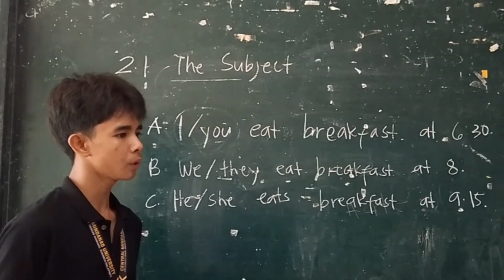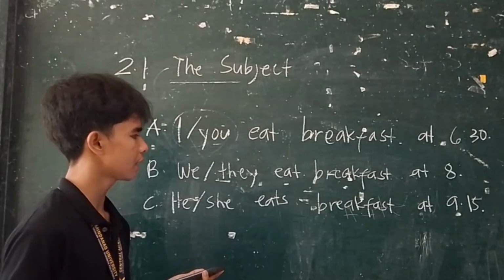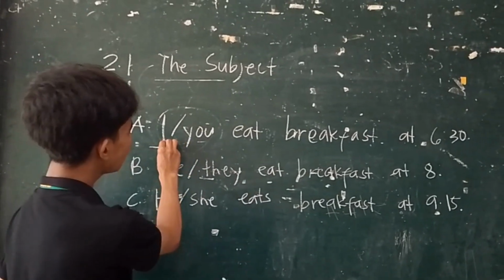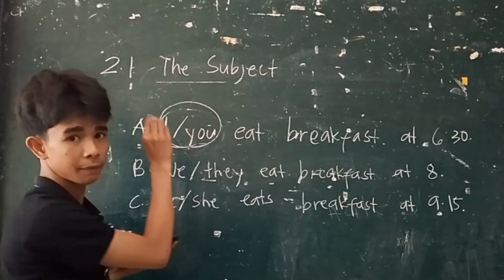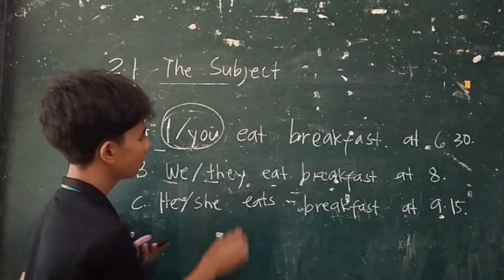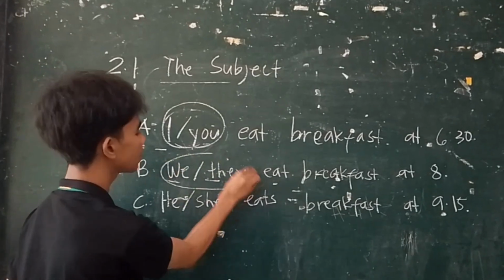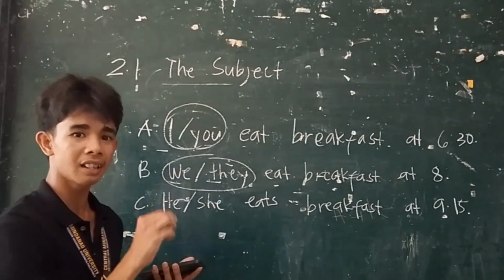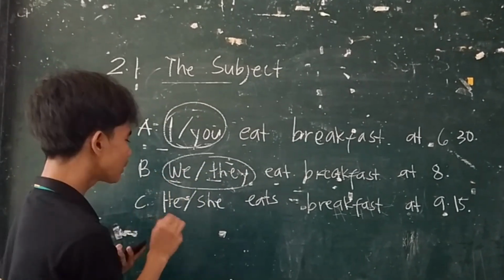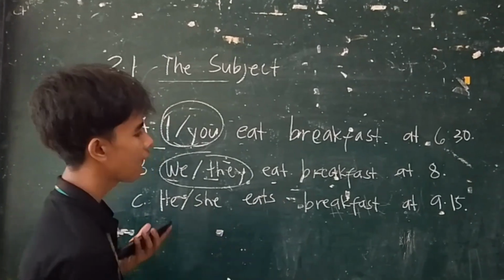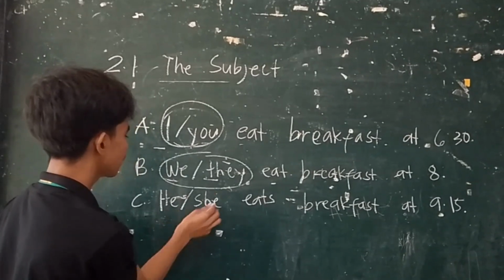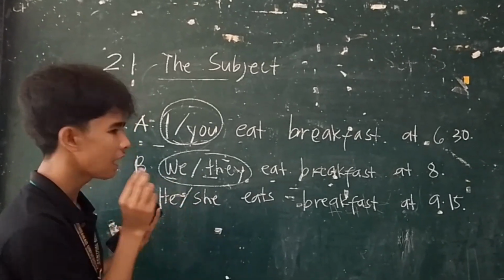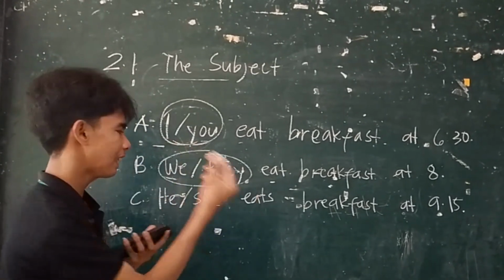Now let's proceed to the properties of subject. We have three properties of subject, which are first person, second person, and third person. For example, "You eat breakfast at 6:30." So this is the subject which is first person. And then "we or they eat breakfast at 8." So this is the second person subject, which is considered as the addressee in the sentence. And the third person, "he or she eats breakfast at 9:15." So in this sentence, the subject is the addressee because he performs the action eats.